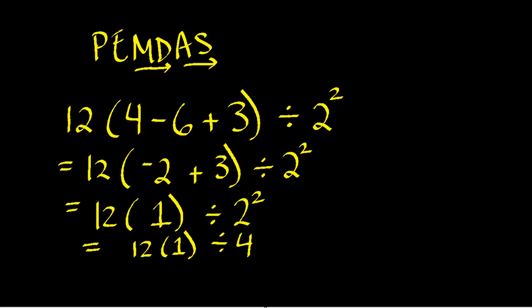Next, we will handle multiplication and division left to right. So 12 times 1 is 12. And then we will divide by 4 and get the final answer of 3. Let's try another one.